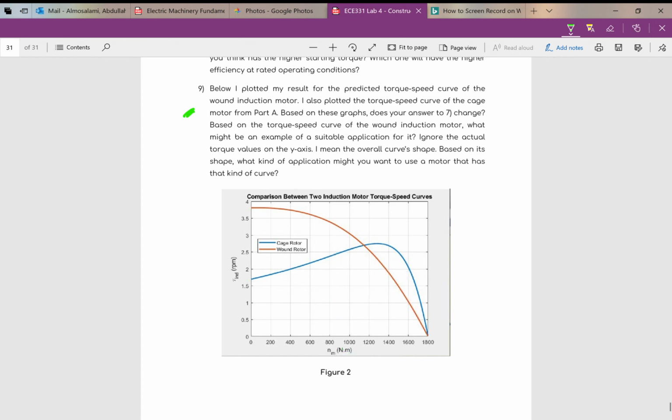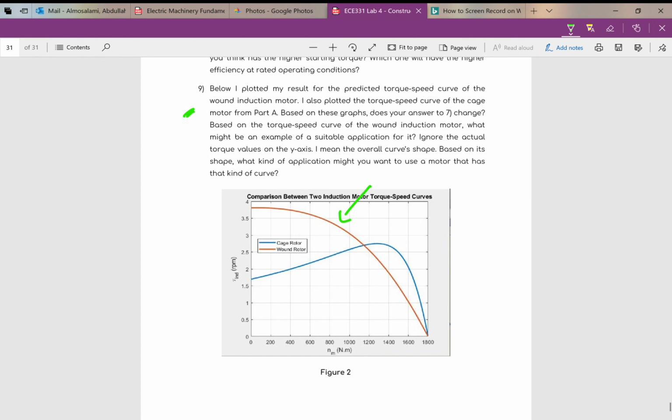And then I ask you, based on looking at these curves, what kind of application would make sense for the one with the higher start torque? I say ignore the actual torque values. I'm just saying look at the curve and say what you think makes sense for an application like this. Well, what did we say about this curve? We said it has a high start torque and a high slip ratio, so it's inefficient at operating conditions.